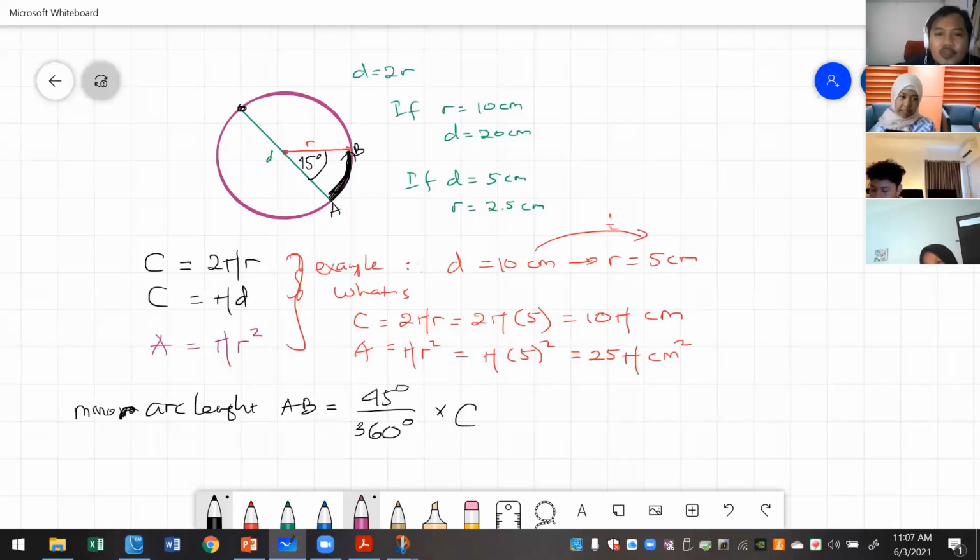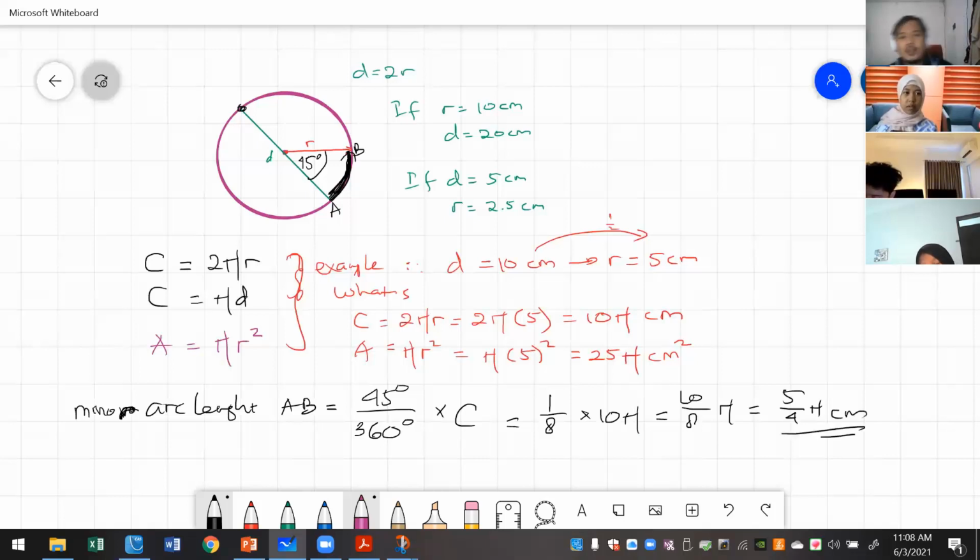Okay, the circumference, we have this over here, right? That's in centimeters for this question. So which means that I can simplify this as 1 over 8. I can divide both of them by 45. And I multiply that with 10 pi. And I will get 10 over 8 pi, or I can have 5 over 4 pi centimeters. Okay, as simple as that.